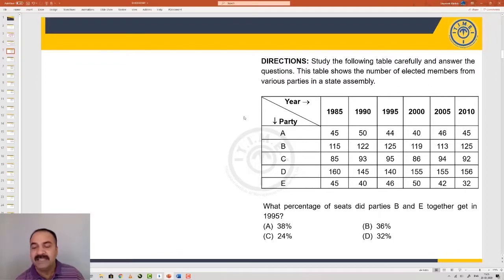What percentage of seats did parties B and E together get in 1995? Now we want to look at 1995. What percentage of seats did parties B and E get? So what did B get? 125. What did E get? 46. So what is the total of these two as a percentage of the total number of seats in that year's election?